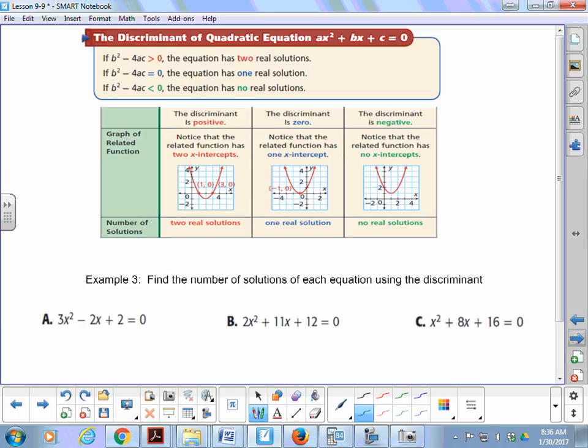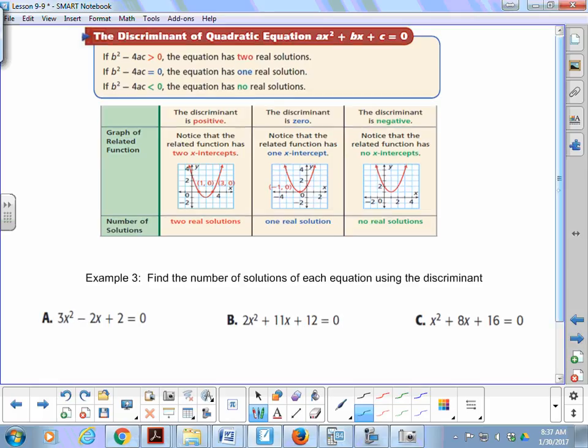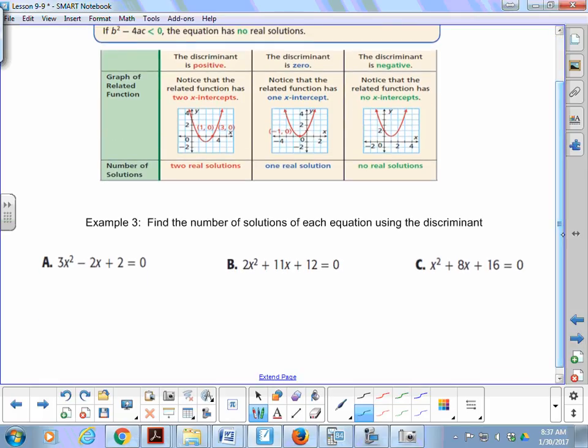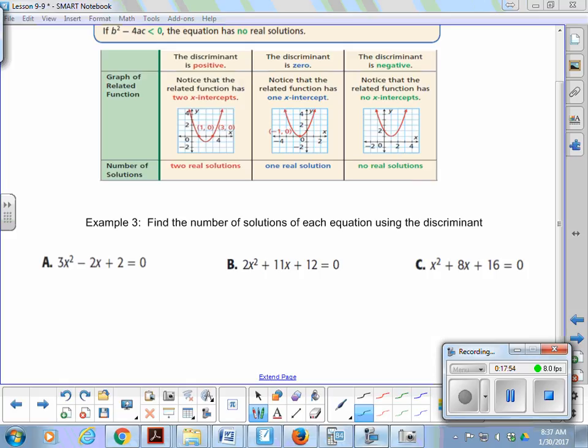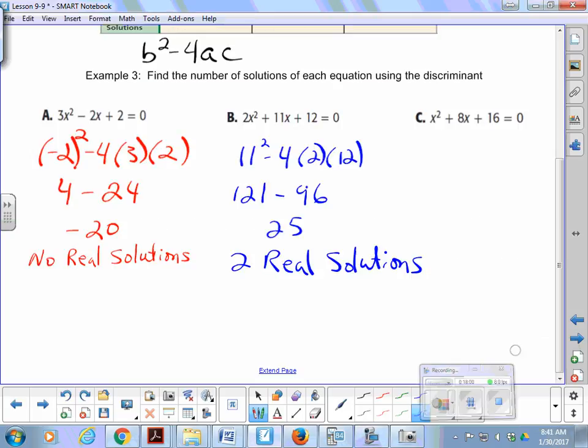All right, so I want you to do these 3 here. Find b squared minus 4ac in all 3 of them to find out how many solutions there are. Actually, just do a and b. We just want to know how many solutions there are, so we're just going to calculate b squared minus 4ac. When it asks us to find how many solutions there are, all we're doing is b squared minus 4ac, looking for a positive number, a negative number, or 0.